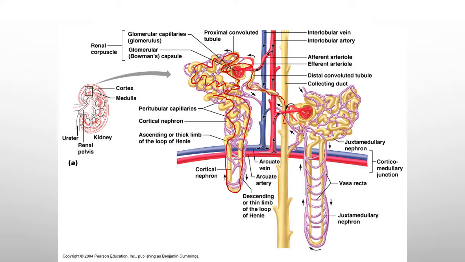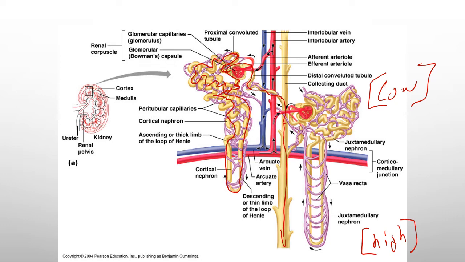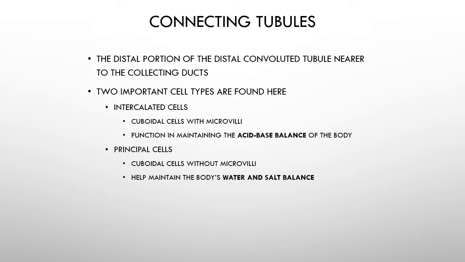kidneys from that point on, and we create our final concentration down that collecting duct. So we're going to have relatively low concentration up here, and we're going to have high concentration down here. And that's going from the cortex into the medulla of the kidney. And so we're creating that gradient of concentration as we move through the structures in the kidney itself.